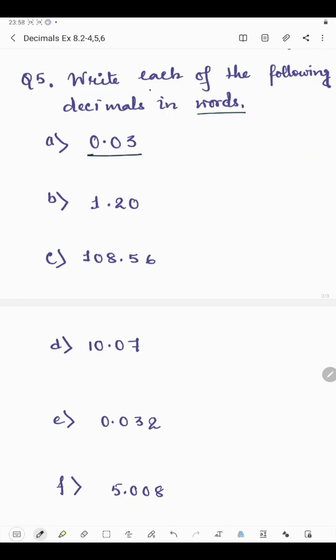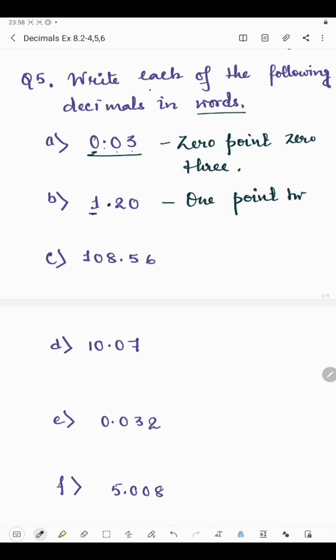Now here, how to read this number? This 0 is at ones place, so it's 0.03. So we'll write 0.03. Okay, now next. Here 1 is at ones place. We know that before the decimal is ones place, right? So 1 is at ones place, so it's 1.20.